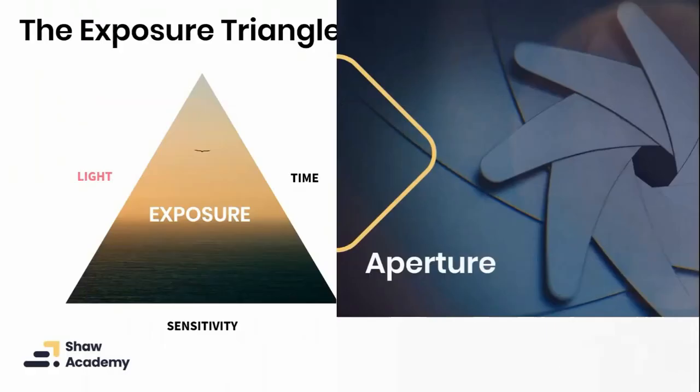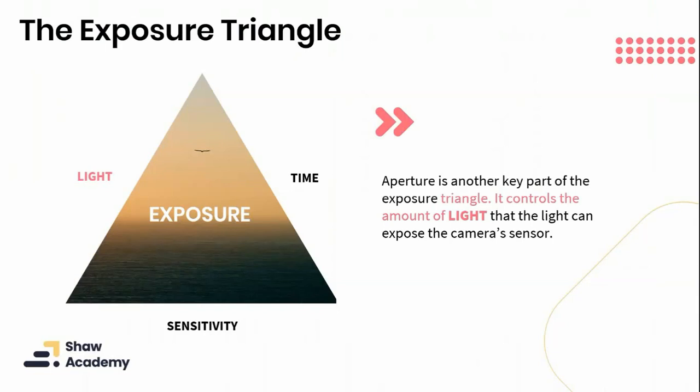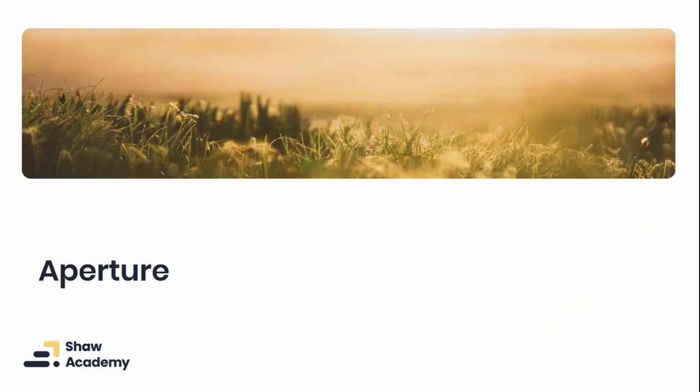Okay, so aperture controls the amount of light within our exposures. Aperture is another key part of the exposure triangle. It controls the amount of light that can expose the camera's sensor. So it effectively controls the volume of light that reaches the camera's image sensor.